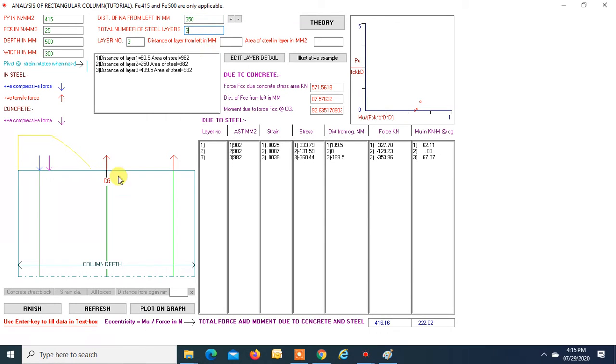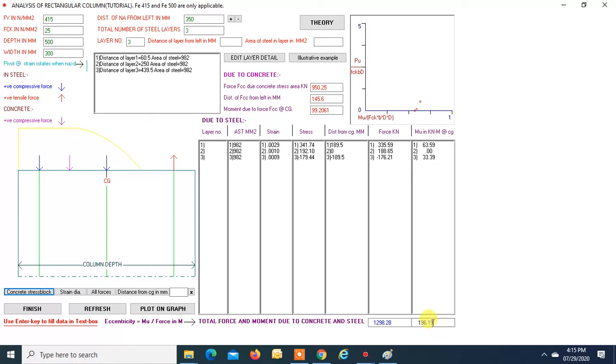Okay. Let us see what happens. Click finish. Okay. So this is the neutral axis. Now we can see that this steel has come under compression. Now this steel layer is only under tension. So this is how we get Pu equal to 1298.28 and Mu equal to 196.15.